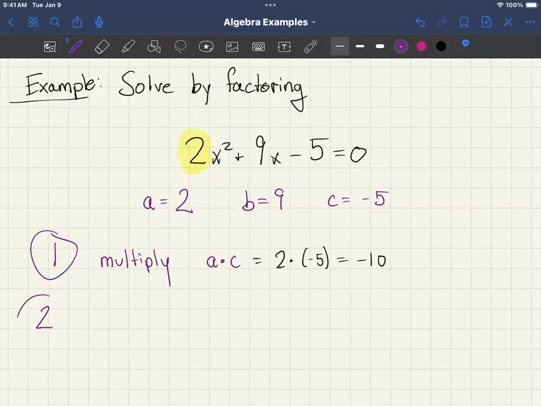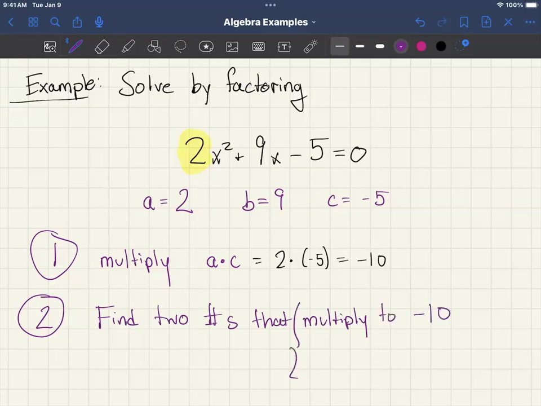Number 2, we are going to find two numbers. This is going to be similar to our factoring that we're used to, that multiply to negative 10, and we want them to add to 9. Right? So if you look out here, we want that AC thing, the negative 10, and then add to 9. That's in the center like we are used to seeing.